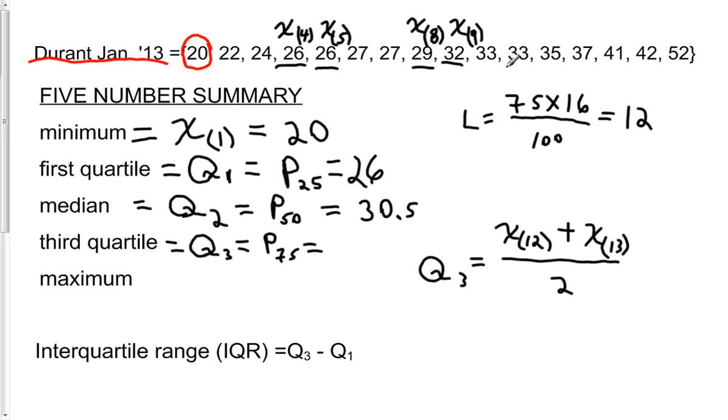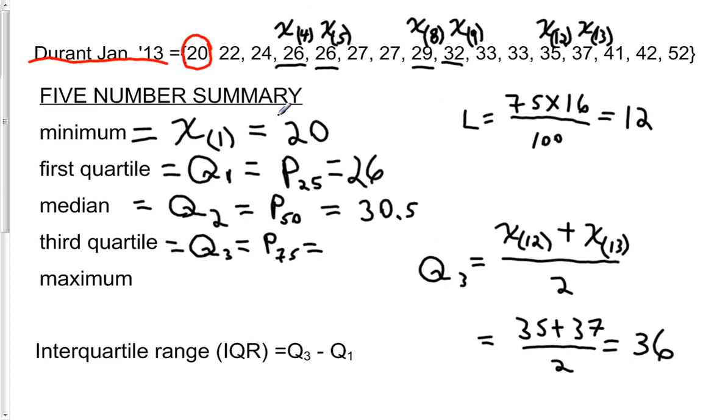So let's see if we can find the 12th. Well, the ninth was 32, 10th, 11th, 12th. The 12th order statistic, x12 in parentheses, is 35. And the 13th is 37. So what we're going to do is take 35, add to it 37, and divide that by 2. And it seems like our Q3 is actually the number 36. So the third quartile is 36, and that is the fourth number of our five number summary.